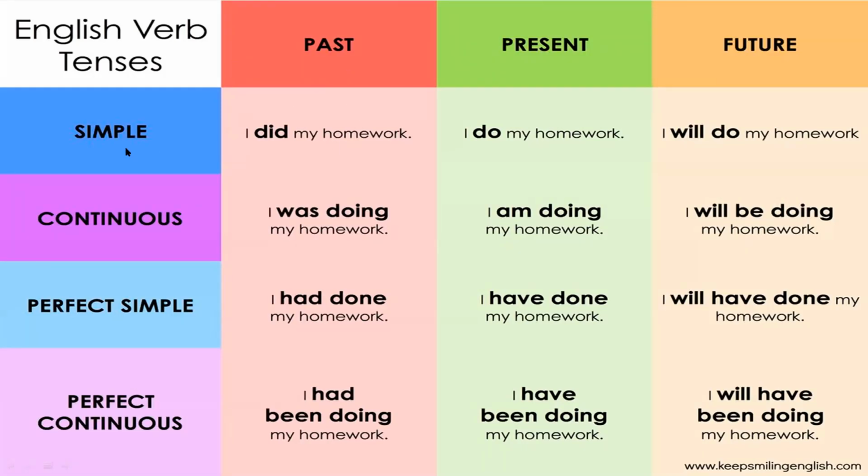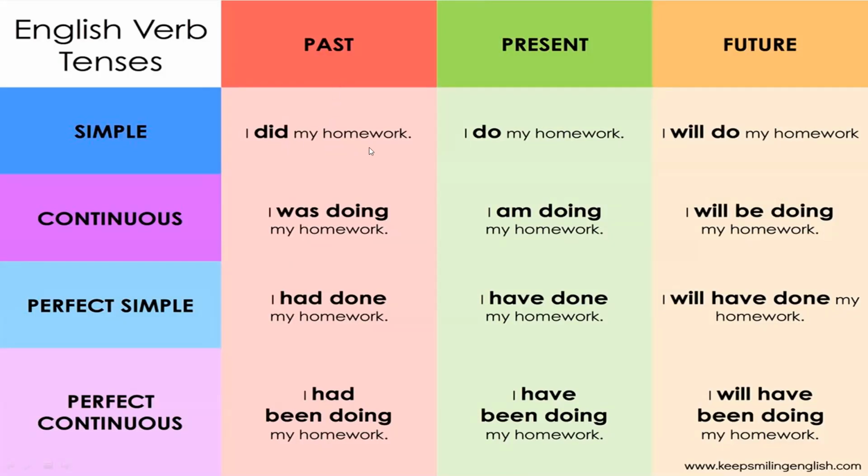As you see, in simple we see did, do, verb to do, and continuous was, am, verb to be, perfect had and have or has, verb to have. Again, perfect had, have. Let's take the first one, the past simple or simple past.